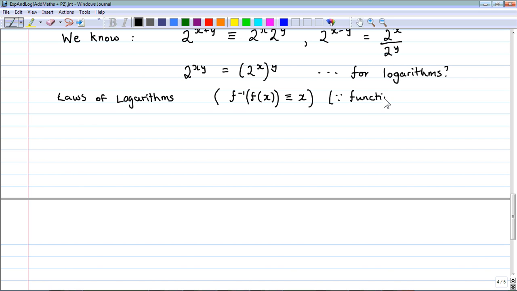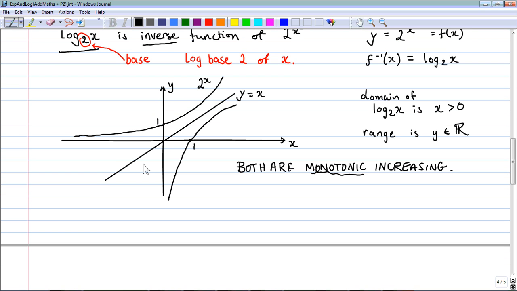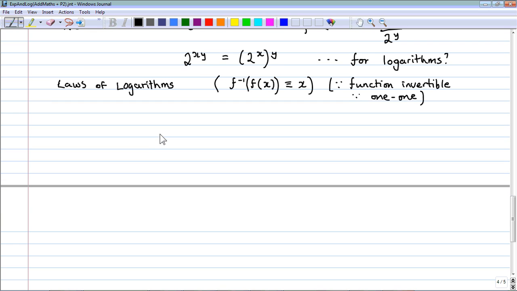So in other words, what I'm trying to say is that this rule can be applied because the function is invertible, and the reason it's invertible is because it's one-to-one. So one-to-one functions can be inverted. Functions are one-to-one if one y corresponds to one x and one x corresponds to one y, and that is true here. So we can apply this kind of rule.